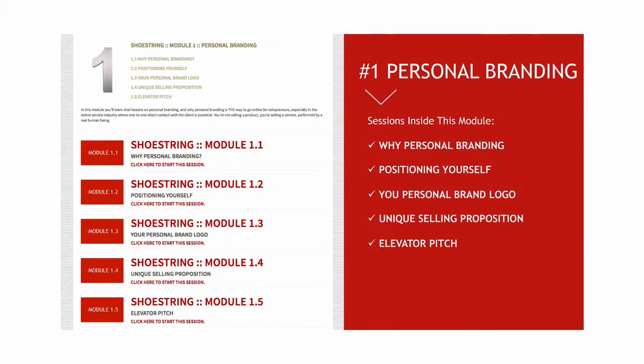So first of all, module 1 is all about personal branding. Inside this module, there are 5 sessions. We have why you should be personal branding, how to position yourself within your market, your personal brand logo, creating your unique selling proposition, and also your elevator pitch. So inside module 1, those are the sessions.